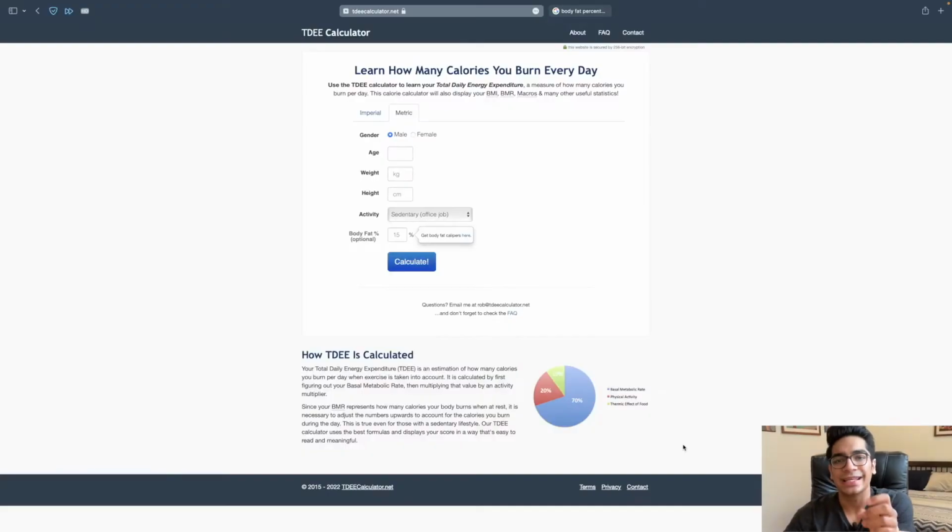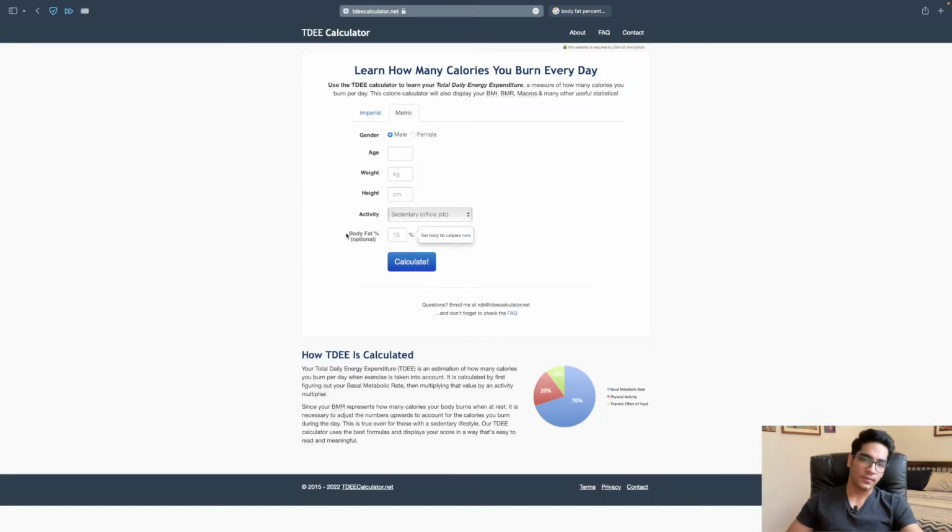So let's begin by calculating what your on-paper maintenance should be. The website I want you to go to is tdeecalculator.net, which stands for Total Daily Energy Expenditure, which is the same as maintenance calories. So tdeecalculator.net. Go to that website, input your variables, find out your on-paper maintenance calories. They ask you for your age, your weight, your height, your activity levels, and your body fat percentage.